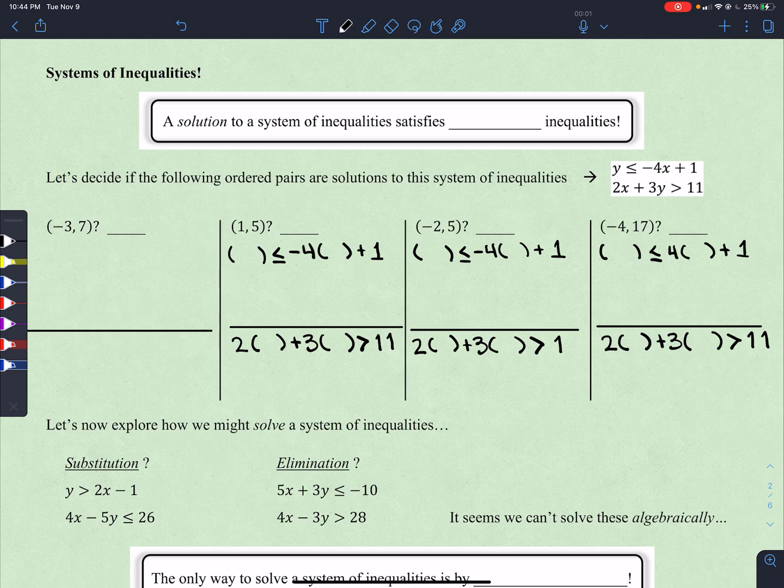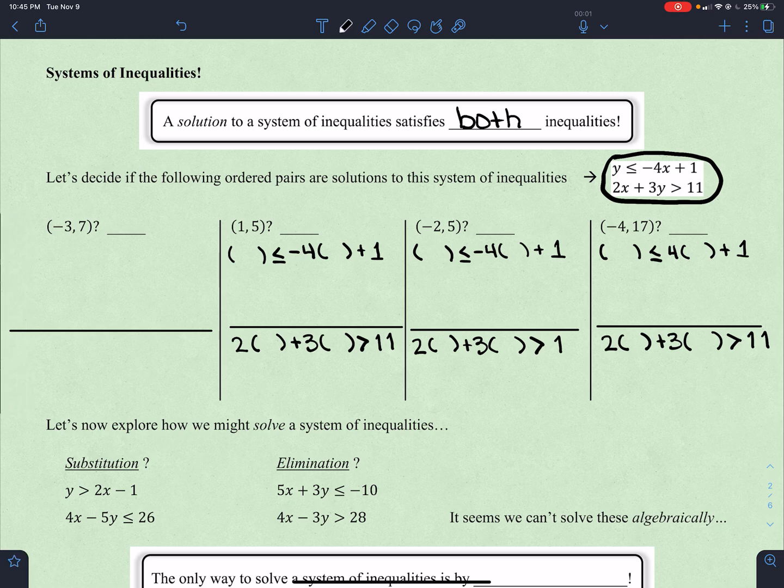A solution to a system of inequalities satisfies both inequalities. So when we are given a system of inequalities and we're given an ordered pair, we are going to be looking to see if that ordered pair makes both equations true. So the equations that they gave us are y is less than or equal to negative 4x plus 1 and 2x plus 3y is greater than 11.